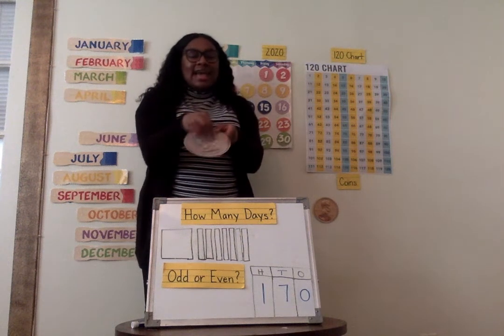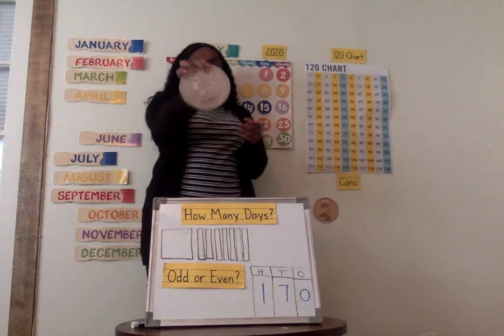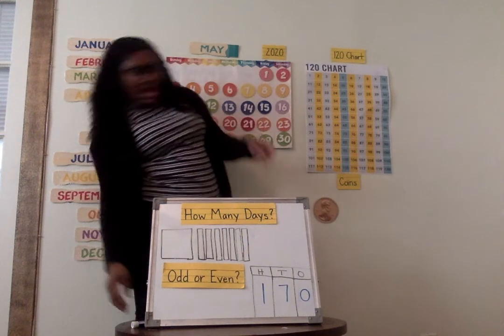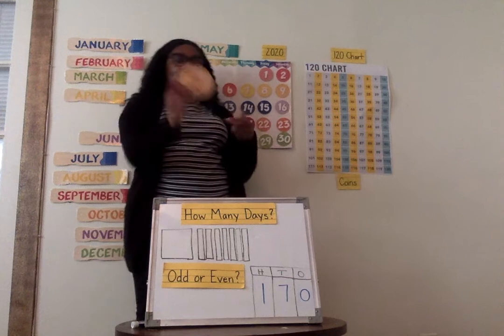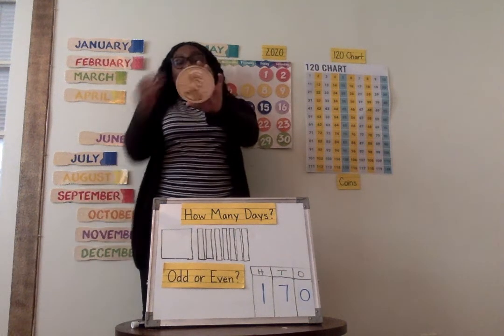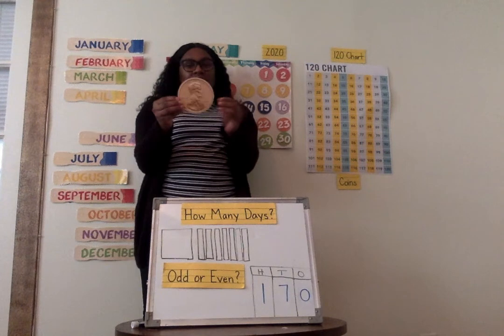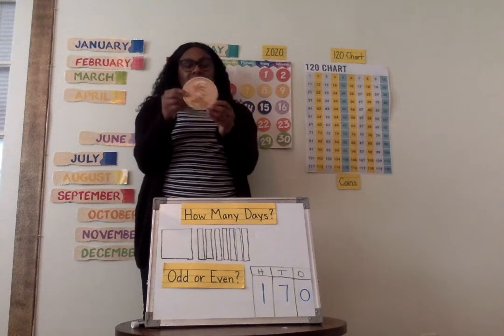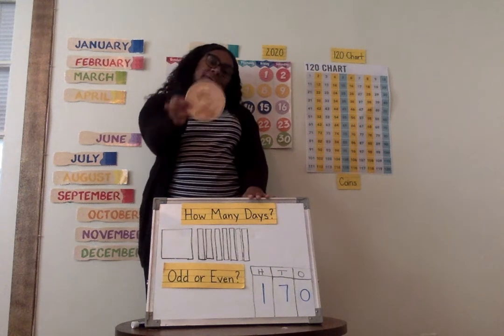Oh, because he has a curl in his hair. Last coin. My favorite coin. This is called a penny. And how much is a penny worth? Yeah, just 1 little cent. And how do we know this coin is a penny?